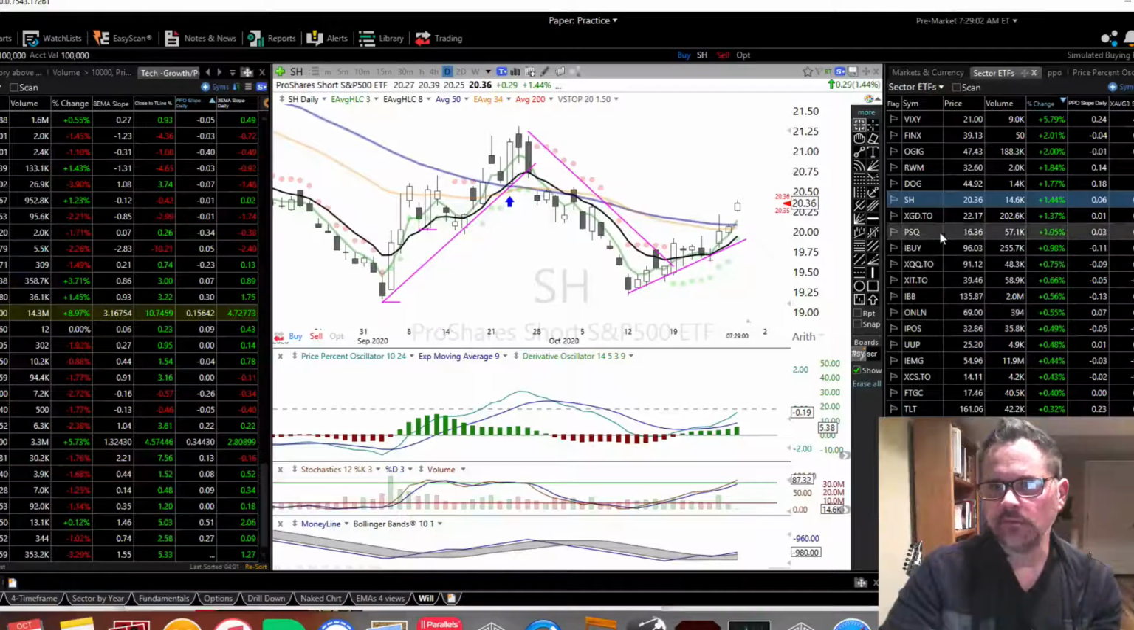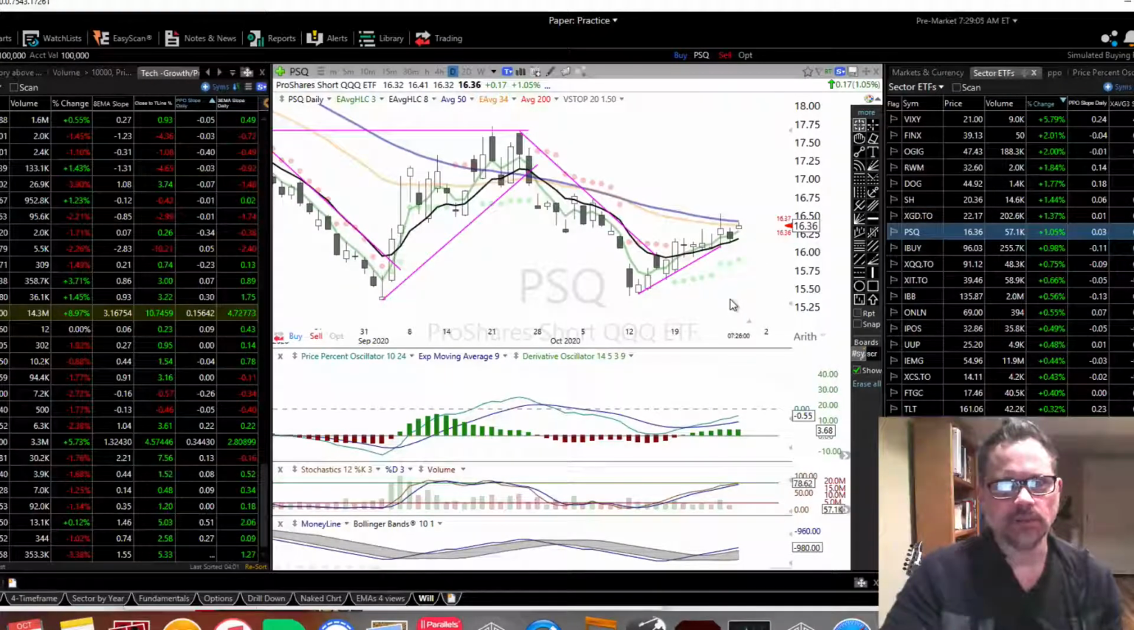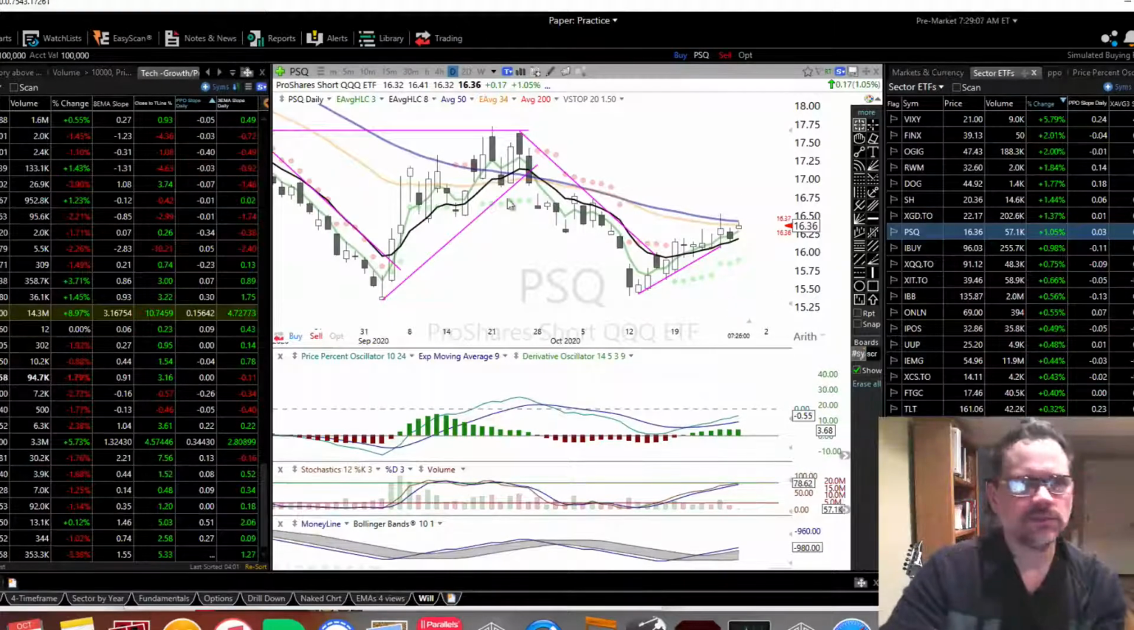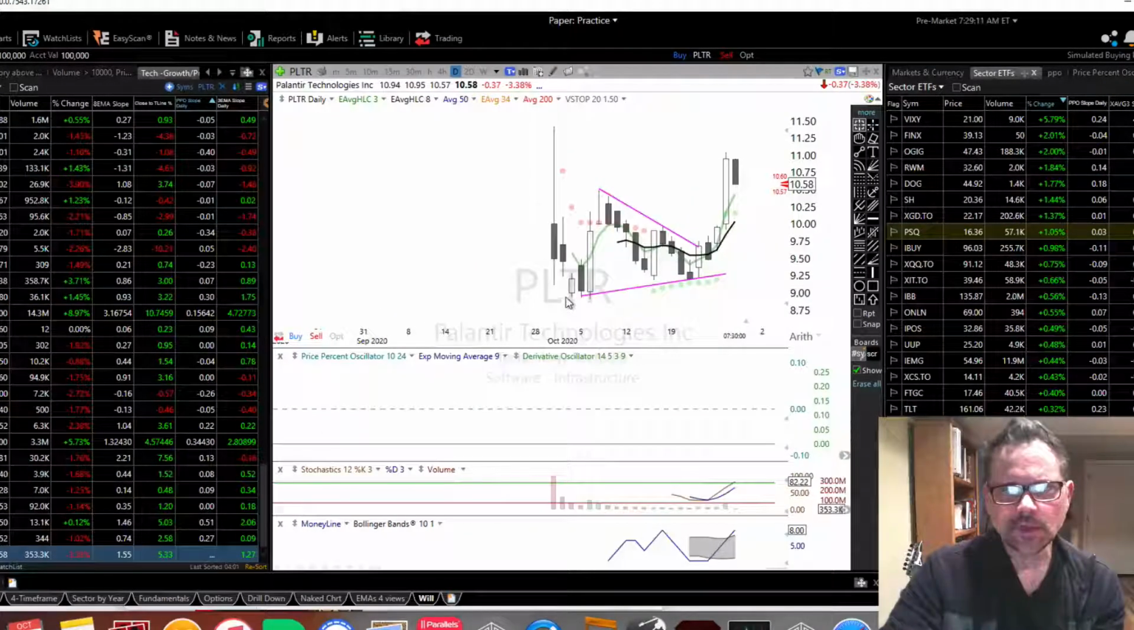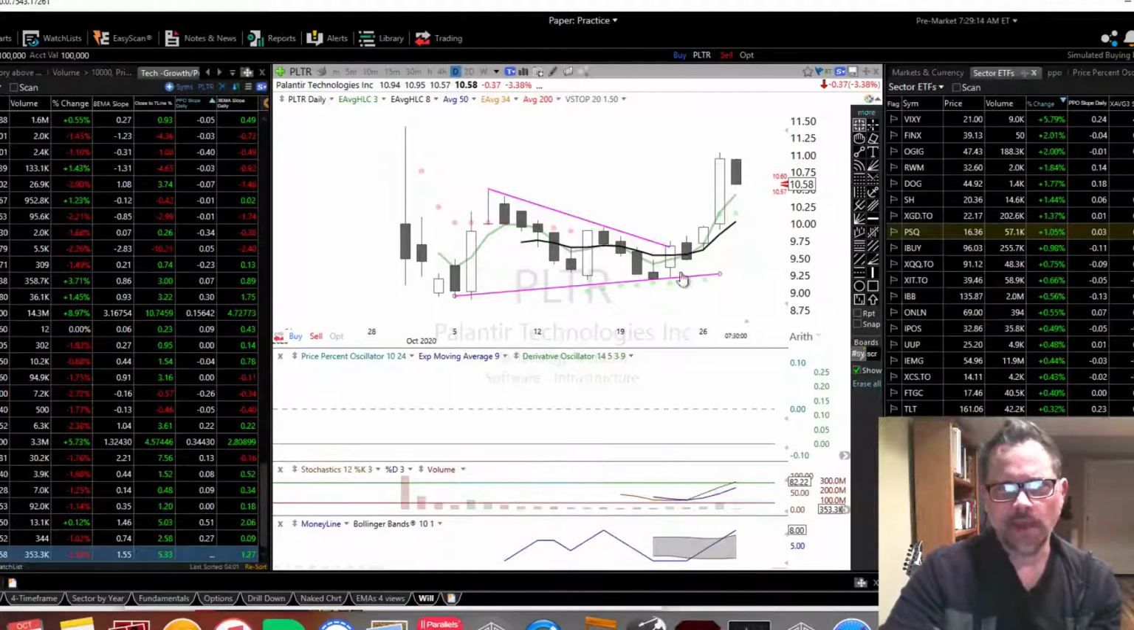There is a NASDAQ one as well called PSQ. So those are the inverses. I was looking at Palantir as a stock. You can see we had a wedge here, and then we broke through. So this would have been, I put a little arrow here.